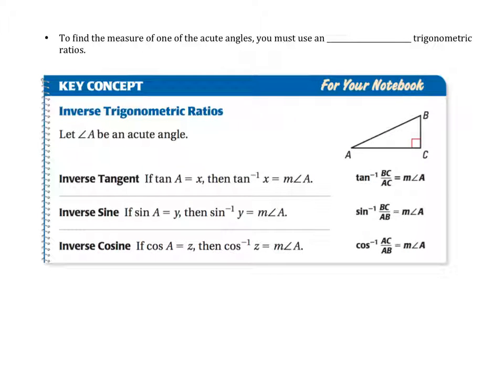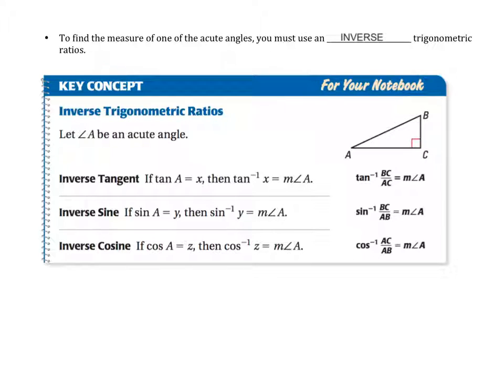In order to solve a right triangle, sometimes you're going to have to solve for one of the acute angles. To find the measure of one of the acute angles, you must use the inverse trigonometric ratios. In the table, you see the inverse trigonometric ratios. It says, let angle A be an acute angle.